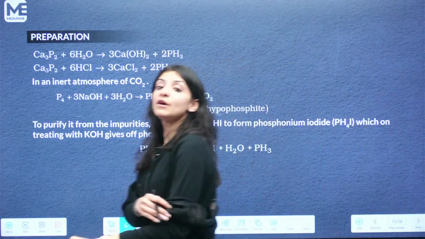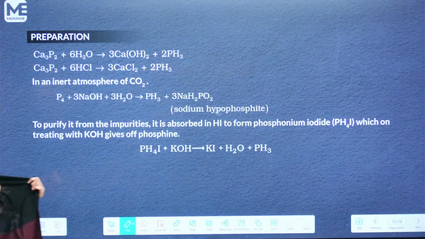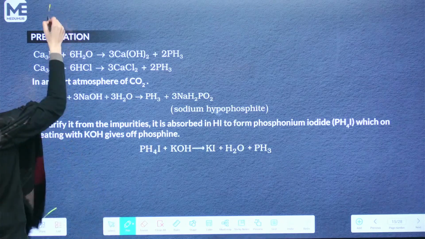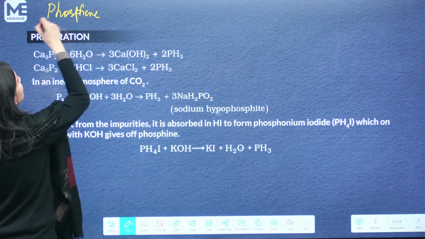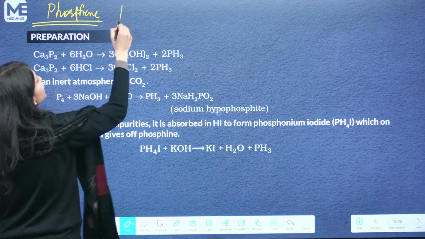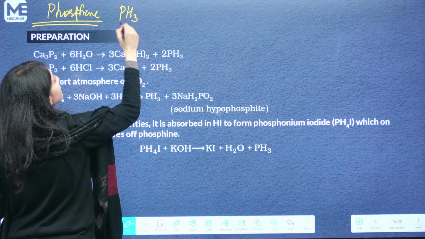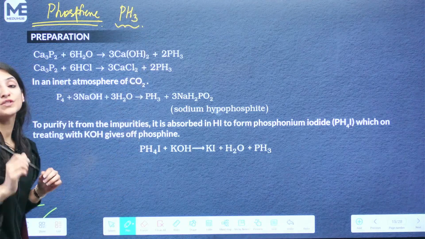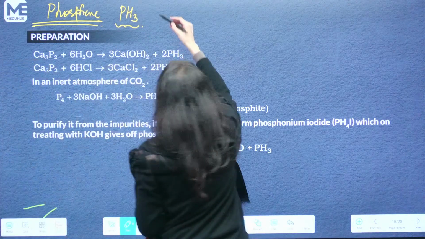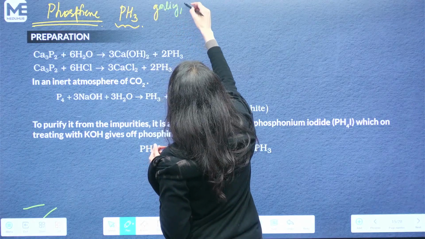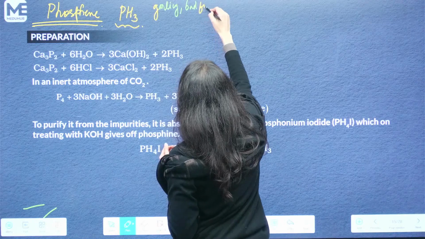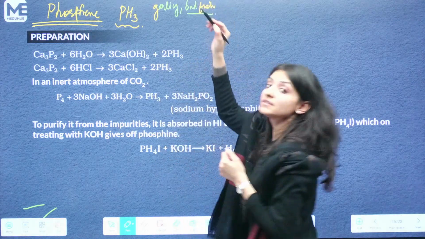Next important compound of phosphorus is the hydride of phosphorus, which is called phosphine. Phosphine is PH3. Now phosphine has a very bad smell. So a garlicky, bad fish smell, and it is highly poisonous.